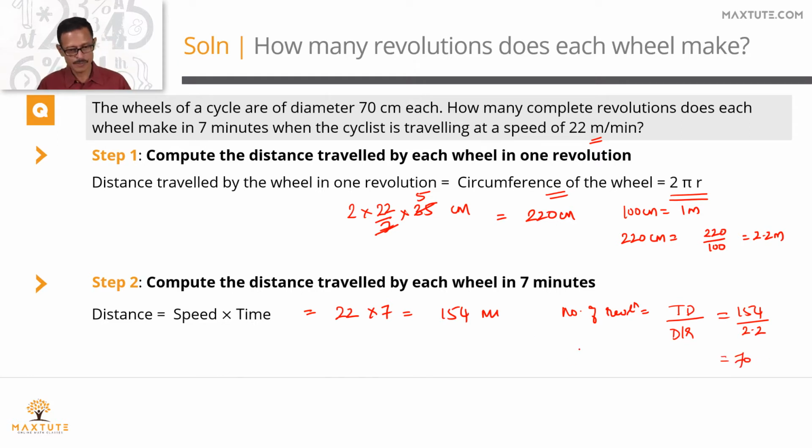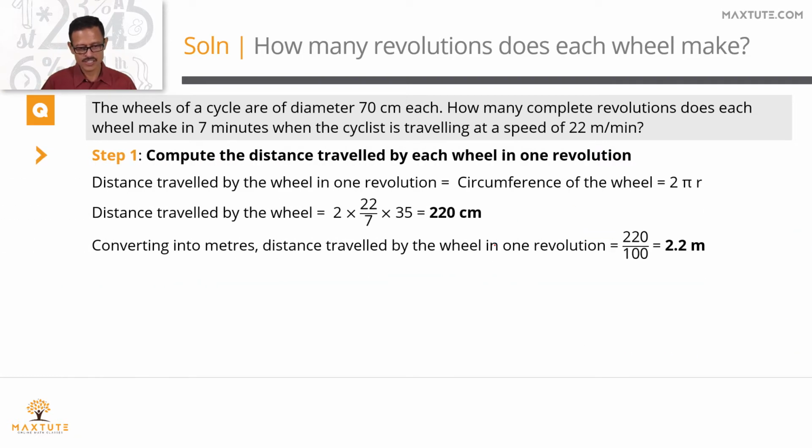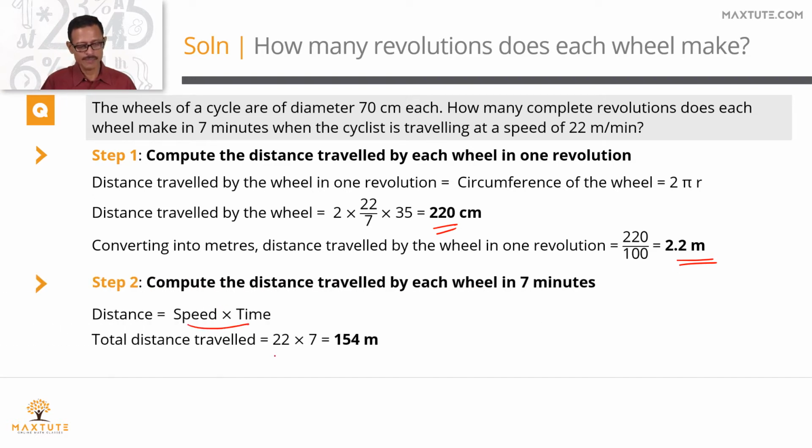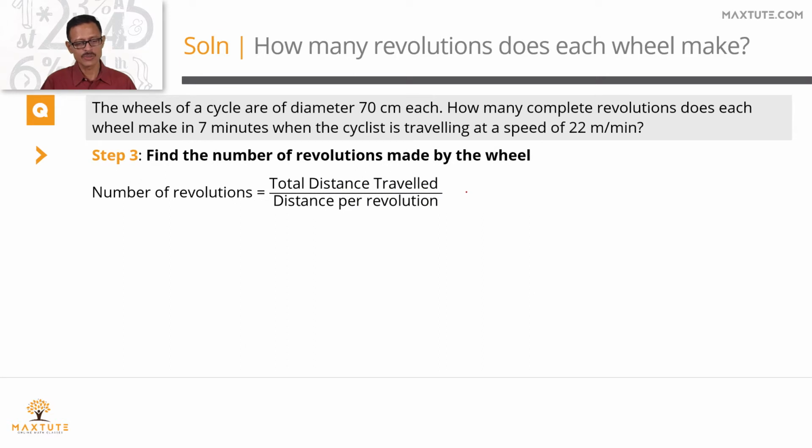Quickly summarize all of it in the printed form. We are computing the circumference of the circle, which is 220 centimeters. Substituting r is equal to 35 centimeters. Converting it into meters, that's 2.2 meters distance covered in one revolution. Now let's look at the total distance traveled. That is equal to speed into time. Speed is 22 meters per minute. Time is 7 minutes. So 154 meters. Number of revolutions is equal to total distance traveled 154 divided by the distance per revolution, which is 2.2, which is equal to 70 revolutions.